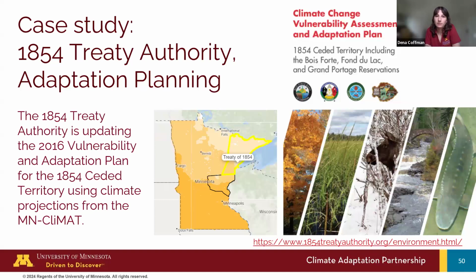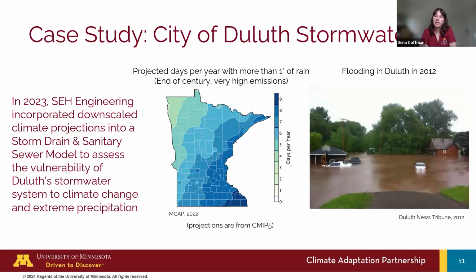Another example of this data being used is the city of Duluth, and they used a previous generation of this data to look at storm drain and sewer models to assess the vulnerability of Duluth's stormwater system to climate change and extreme precipitation.